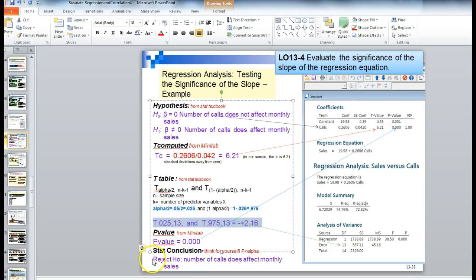P-value less than alpha, reject. X does affect Y. Reject H0, conclude HA is true. The number of calls does affect sales. Reject H0, small p-value.